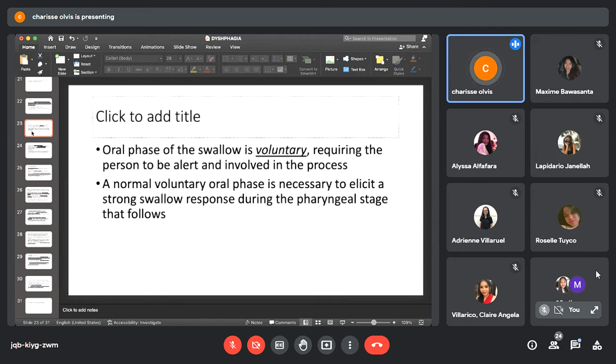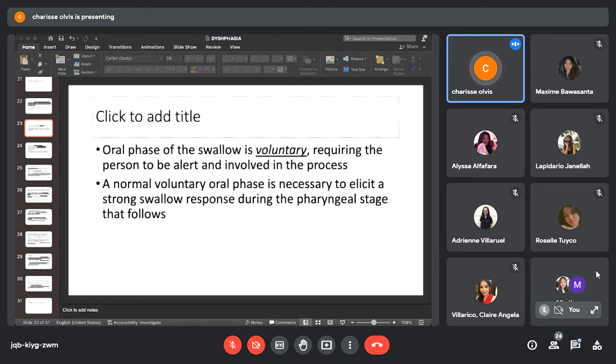And then the oral phase is voluntary. Okay, so the same with the oral prep, it's still voluntary. Since it's voluntary, it requires the person to be alert and involved in the process. So when we do the intervention, we have to tell them, okay, you can now try to swallow.